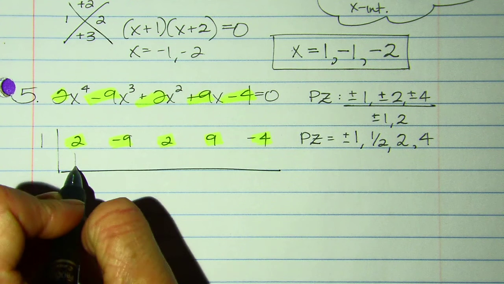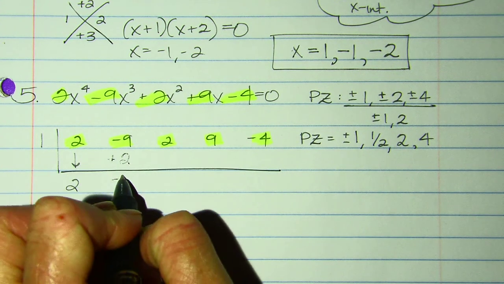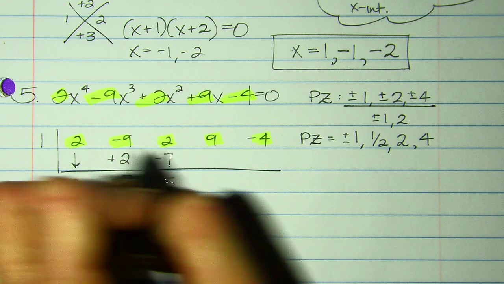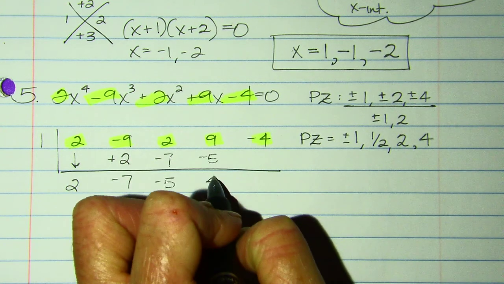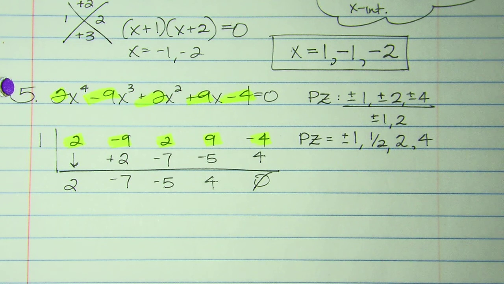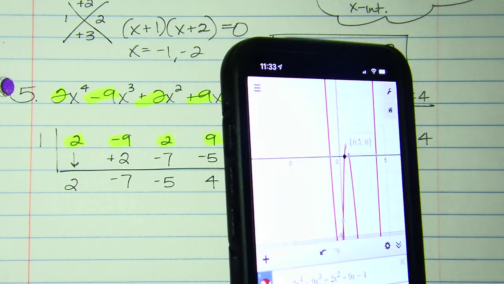So I'm going to bring down the 2. 1 times 2 is 2. Add to come down. 1 times negative 7. Add to come down. Negative 5 times 1. Add to come down. 4, 0. Now, according to Desmos, 0.5 is also a solution.